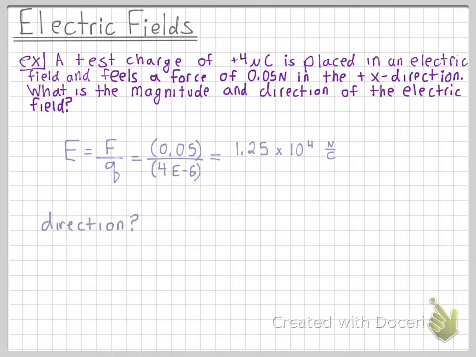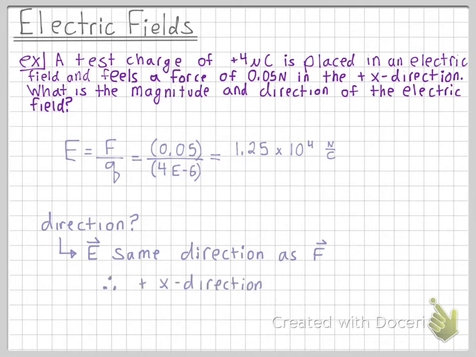Next, we're probably going to ask ourselves the direction of the electric field. We know that the electric field points in the same direction of a positive test charge feels a force. So our test charge was positive, so we know that the electric field is going to point in the same direction as the force. So therefore, the electric field points in the positive x direction.